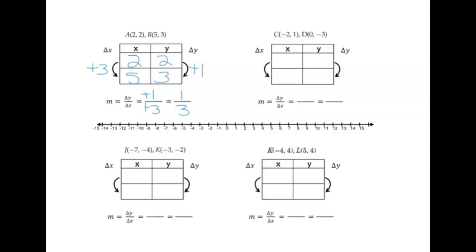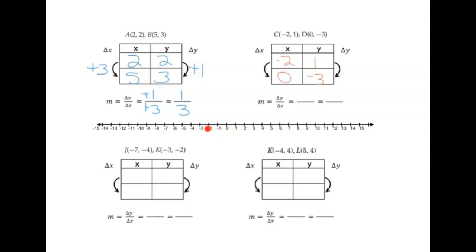Now let's make it interesting and get some negative coordinates in here. So point C has coordinates (-2, 1). Point D has coordinates (0, -3). So we're going to find the change in y and the change in x. How do I get from 1 to -3? 1 to -3. Use your number line if you need to.